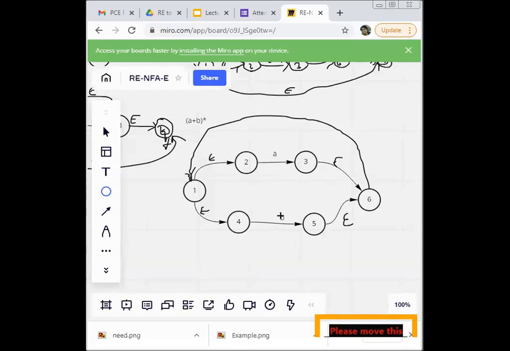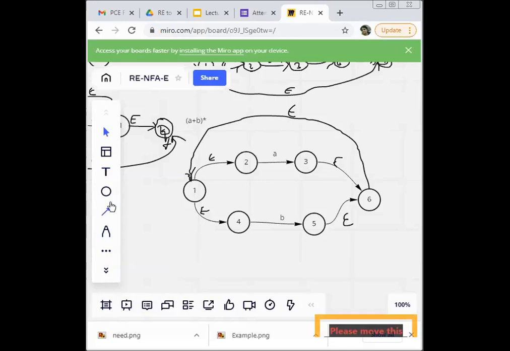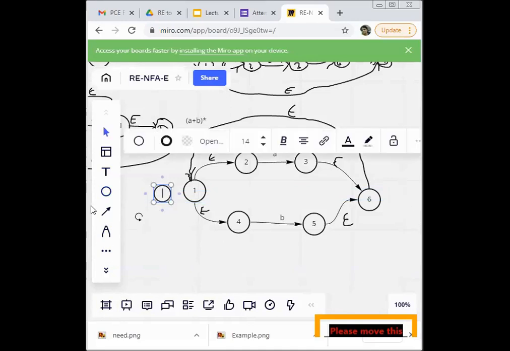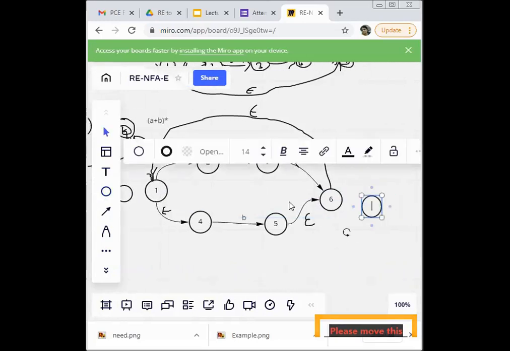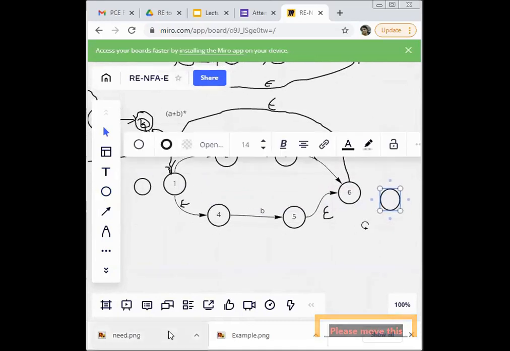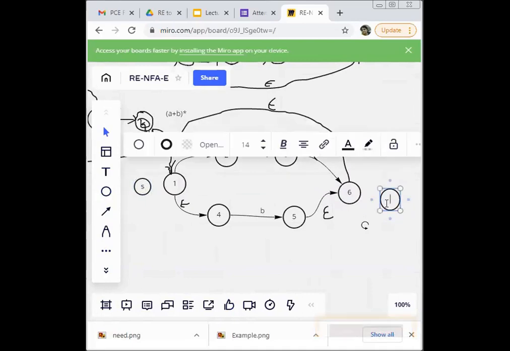Yes, Preeti, where to add? Where should I add two more states? Add epsilon. Yes, I'm sorry for that. I did not add epsilon here. Yes, Ishani. Fine. Start and final states. Yes, very good. So I have to add two more states. One at the start, right? And one at the end. Okay, so now I'll name this as S and this as F.